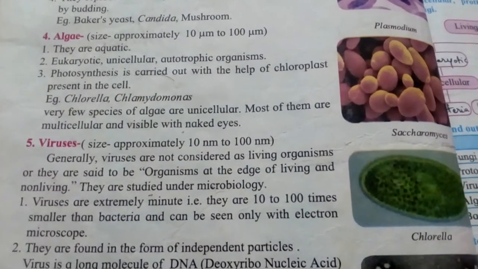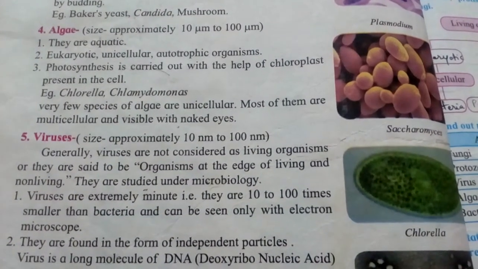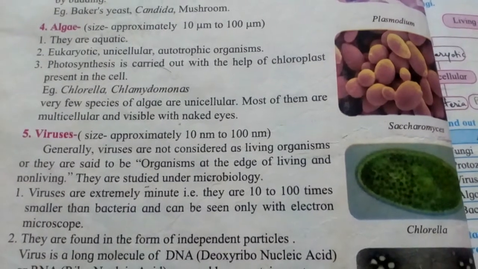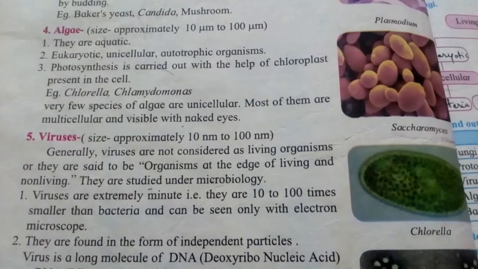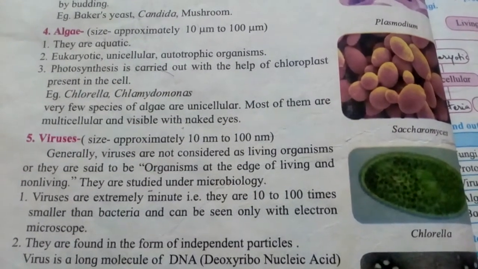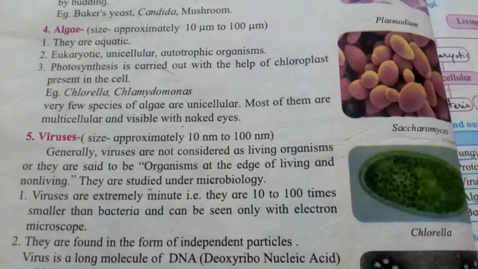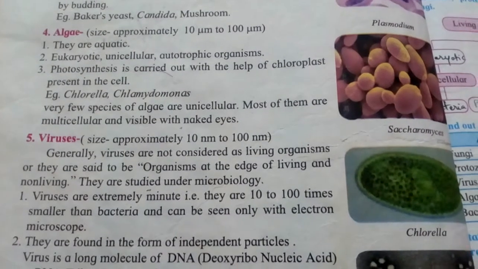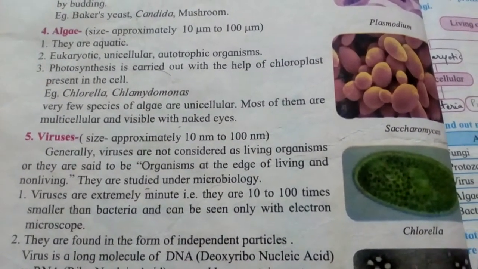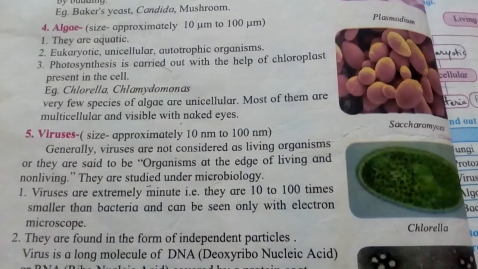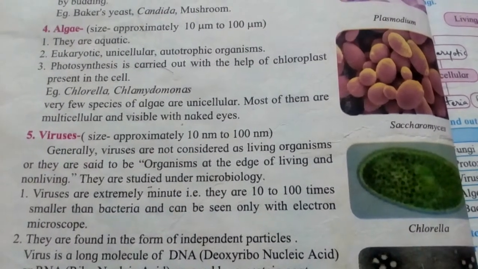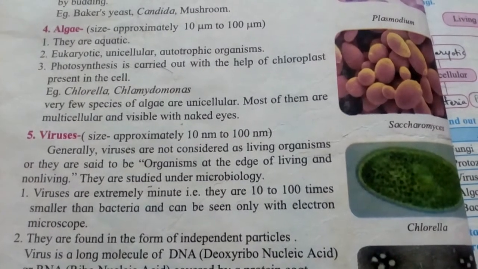The size of algae is approximately 10 micrometers to 100 micrometers. Algae are aquatic. These are eukaryotic. Aquatic means these are able to live in water, and eukaryotic means they possess a distinct nucleus and well-organized cell organelles. Algae can be unicellular and multicellular too. That means unicellular consists of a single cell, multicellular means many cells.